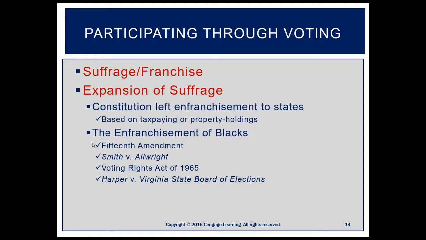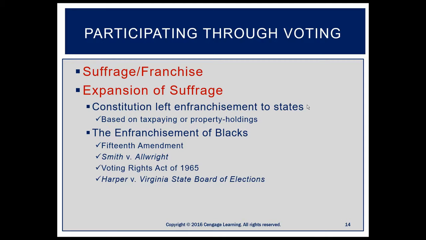We'll probably let you read about that in your book. But the Constitution left enfranchisement to the states. In other words, the Constitution allowed states to be the determining factor in who would get to vote. Early on, it was based on tax paying or property holdings. If you were a white man who had a lot of land and paid a lot of property taxes, you would get to vote. Most everybody else did not.